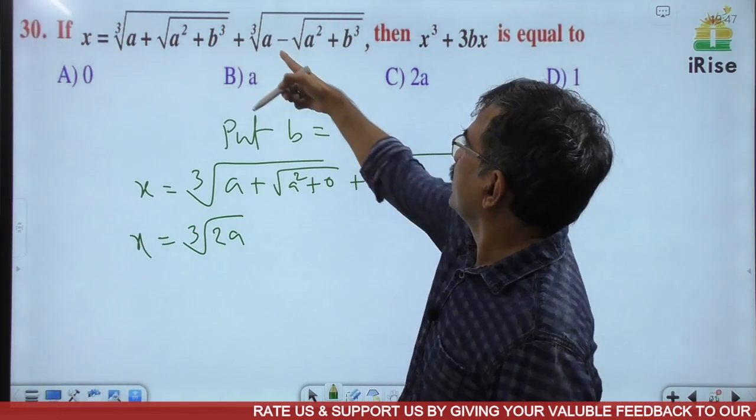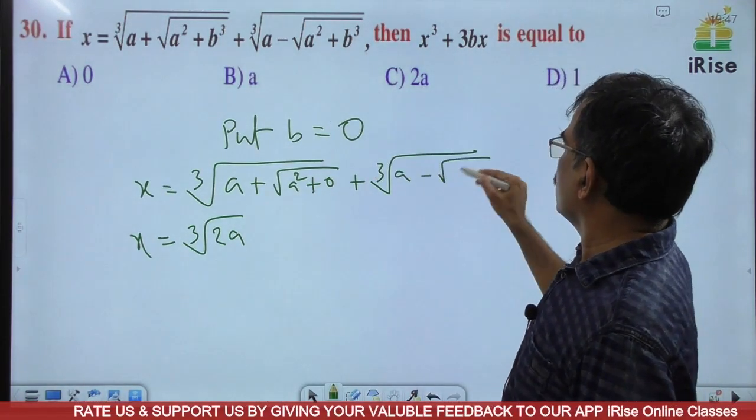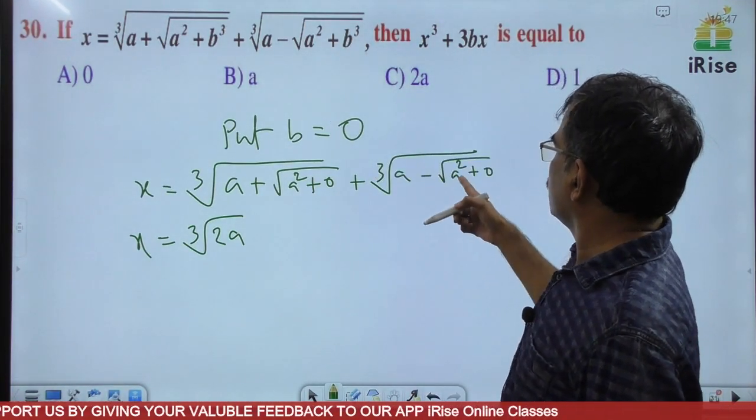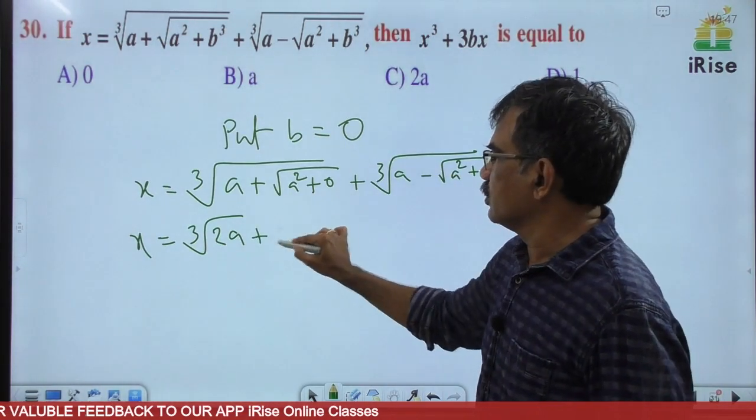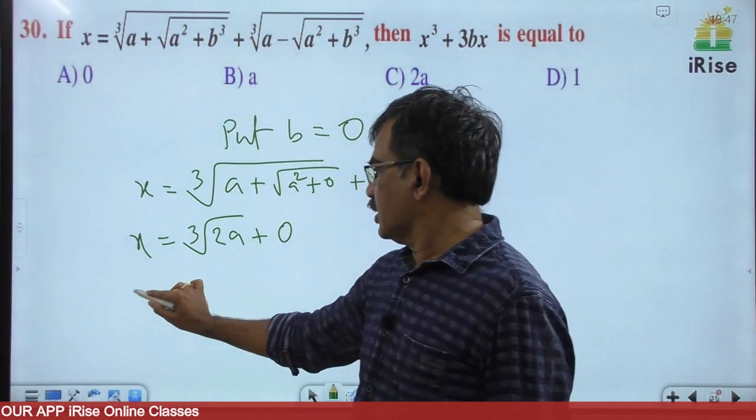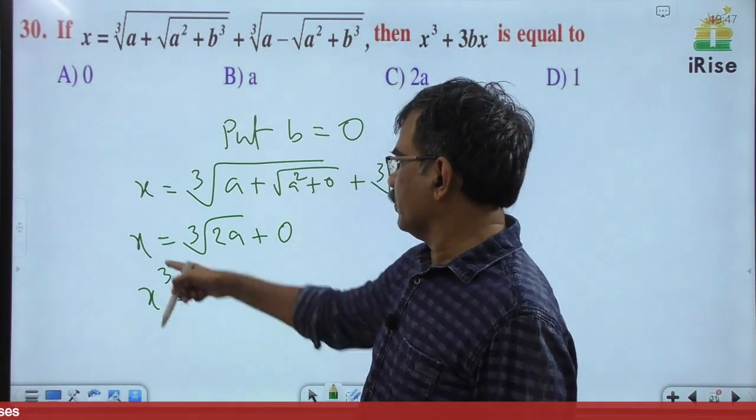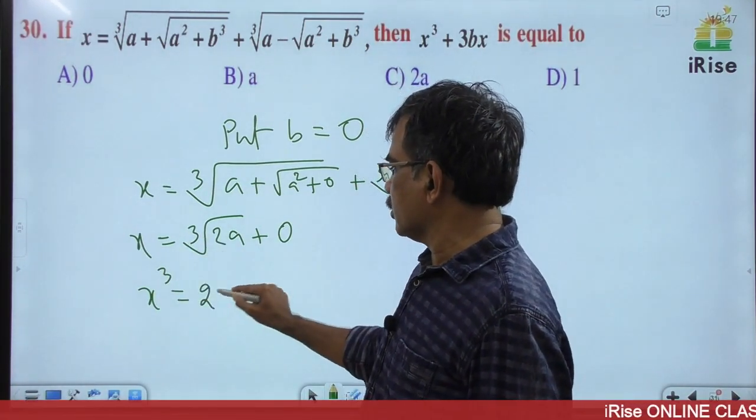Cube root of a minus root of a square plus 0. This is a minus a, which is 0. This total is 0, so this is the x value. Then what is x cube? If we take x cube, the cube roots get cancelled, and we get 2a.